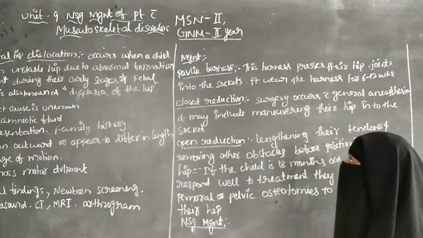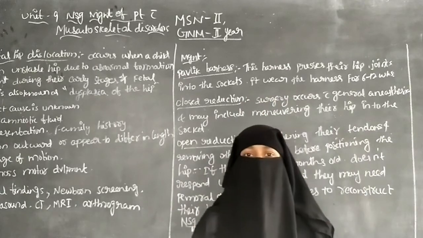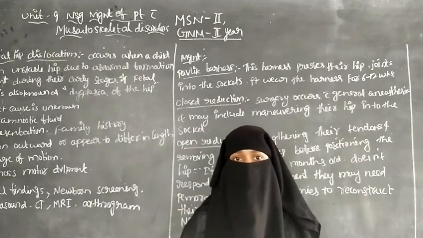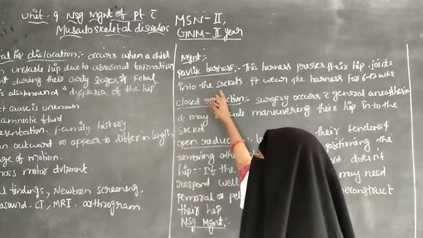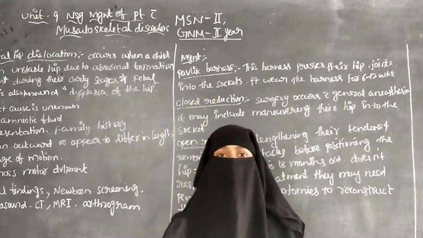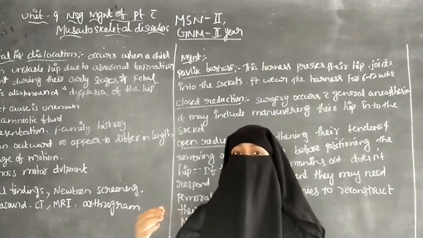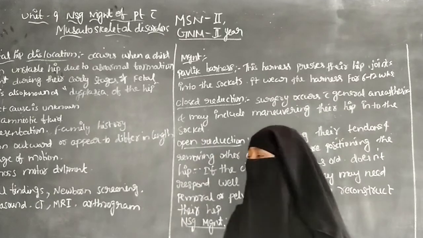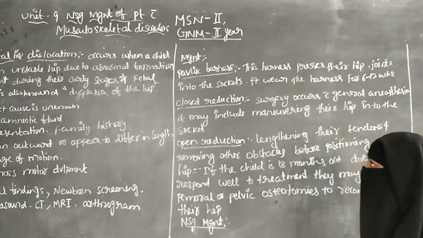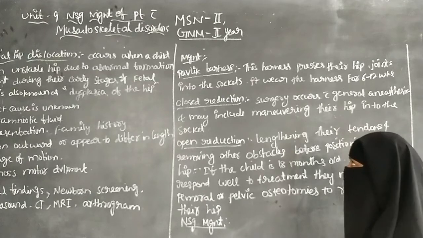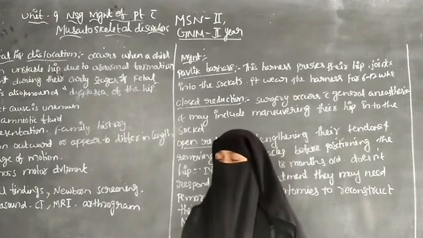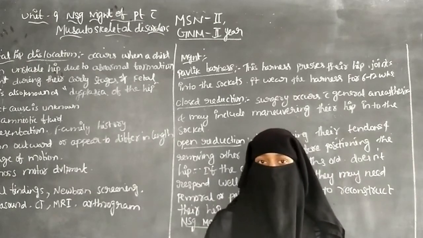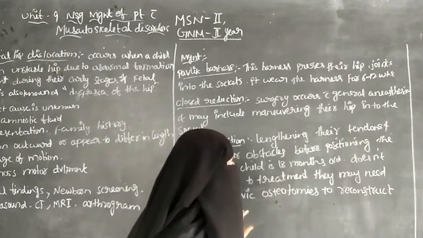The Pavlik harness can be worn for 6 to 12 weeks. It can be worn according to the severity of the disease, and it can be used for up to 6 to 12 weeks.